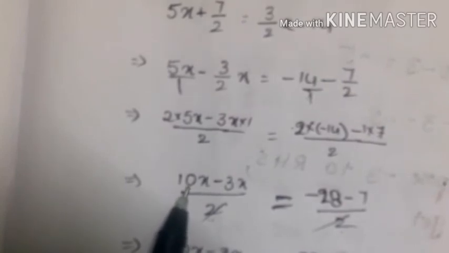Clear? Now on both sides the denominators are 2. So here are 2, here also 2. Shall I cancel this 2 in the equation? Yes, of course we have to cancel these two values. Okay, next, what we got? 10x minus 3x is equal to minus 28 minus 7.